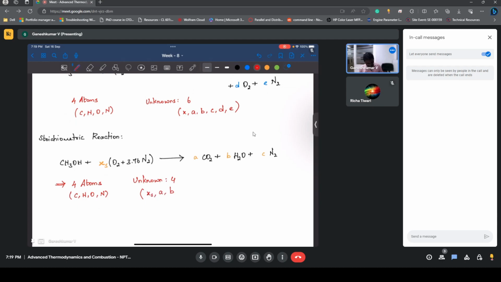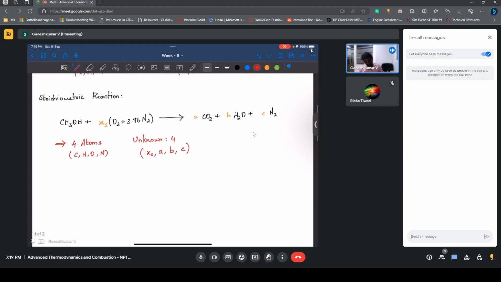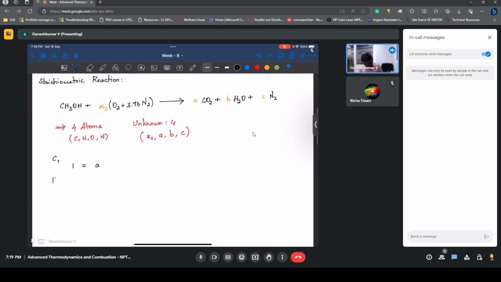X, A, B, and C. So you can simply do this balance equation. Let's say for carbon, in the reactant side how many carbons do we have? We have one carbon, which should be equal to the product side, where we have A times carbon, plus there is no other carbon. So basically A is one. Say for hydrogen, in the reactant side we have H3 and H, right? So exactly 4, and 4 is equal to 2B here. This will give B is equal to 2.